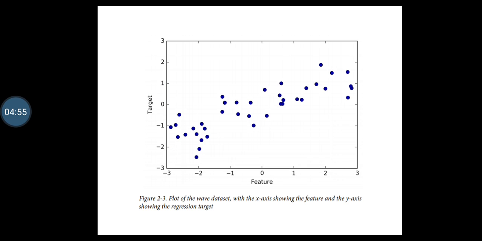So you can see in the graph, the x-axis defines the features and the y-axis defines the targets. In this wave dataset picture, the x-axis shows the features and the y-axis shows the regression targets.